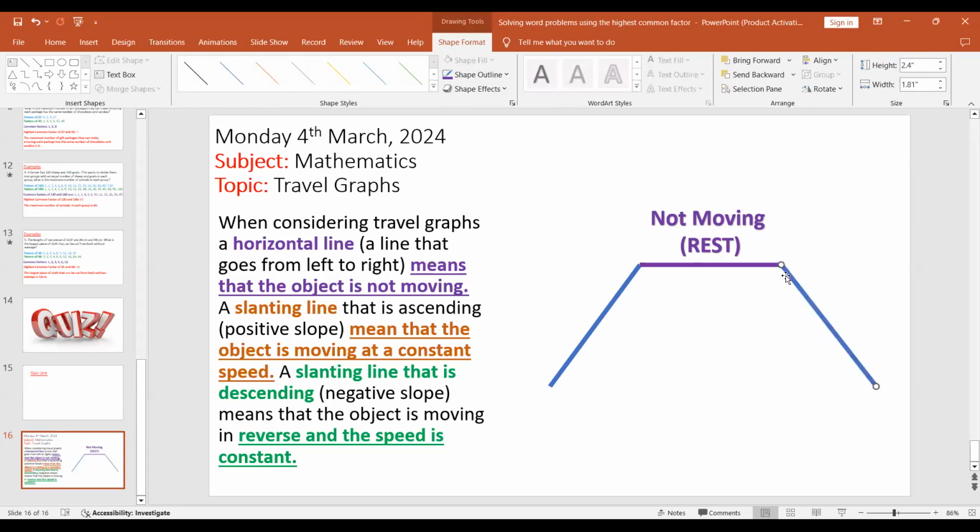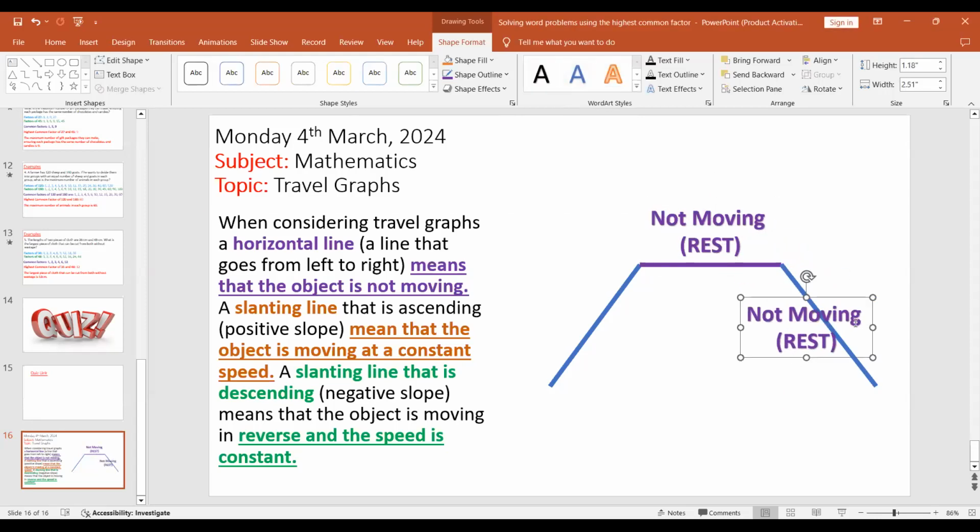Now this line, is it ascending or descending? I think descending. Yeah, it is descending. And what do we say about lines that are descending? What does that mean? The object is moving in reverse and the speed is constant. Yeah, moving in reverse. That's this one. Moving in reverse.